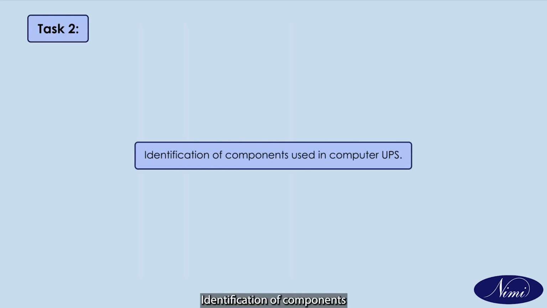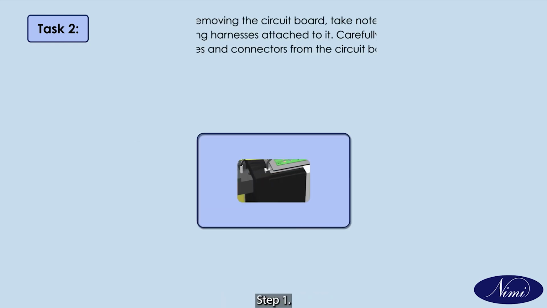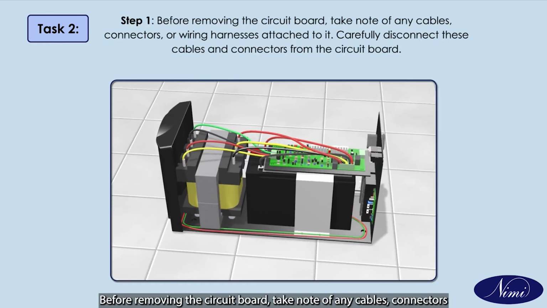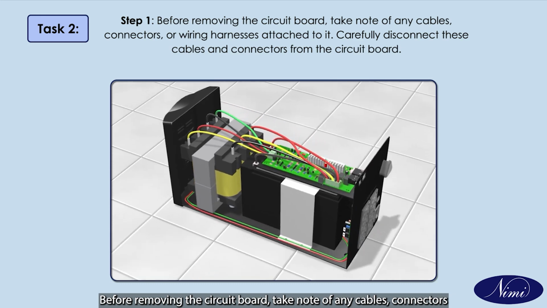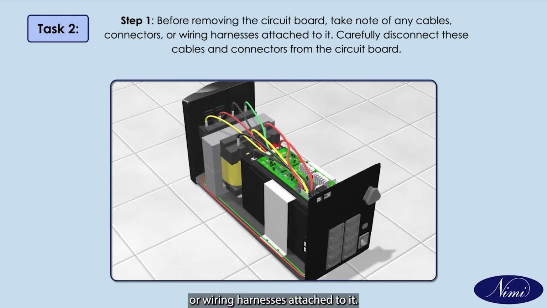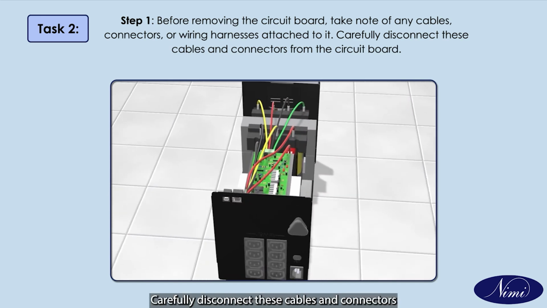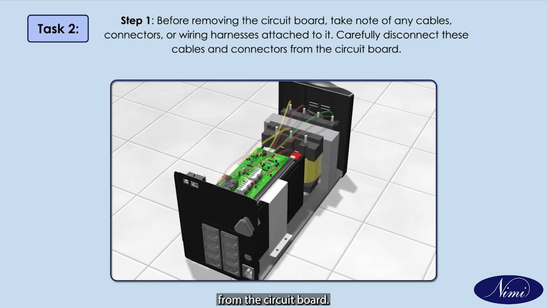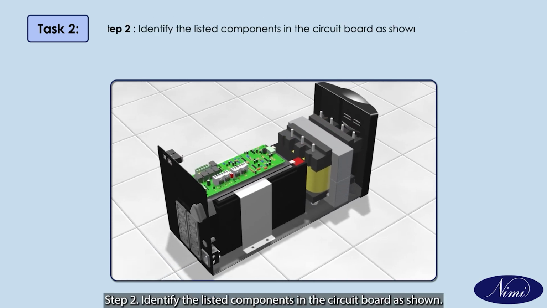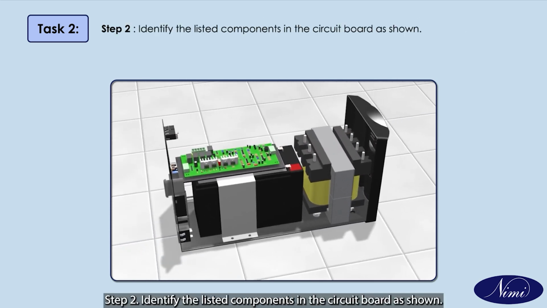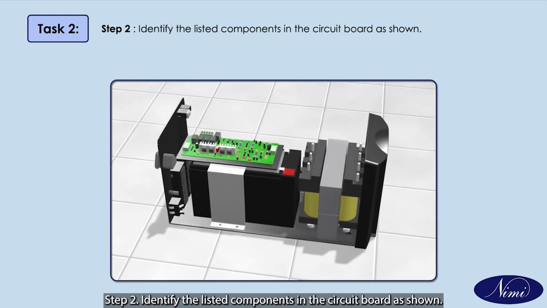Task 2. Identification of components used in computer UPS. Step 1. Before removing the circuit board, take note of any cables, connectors or wiring harnesses attached to it. Carefully disconnect these cables and connectors from the circuit board. Step 2. Identify the listed components in the circuit board as shown.